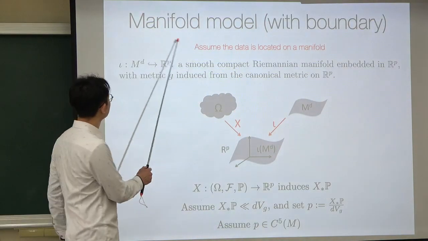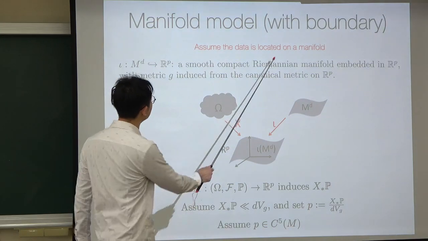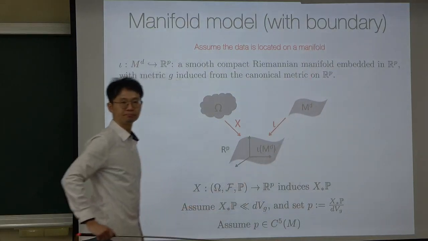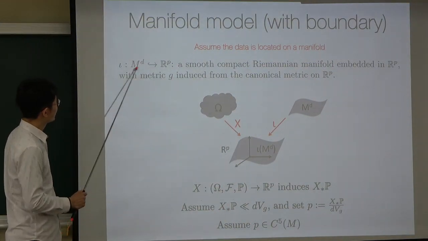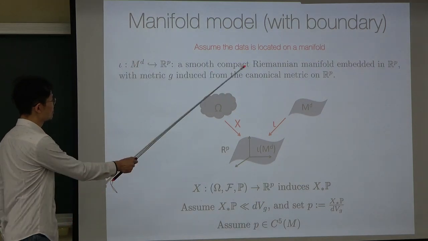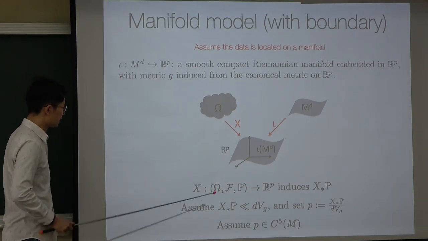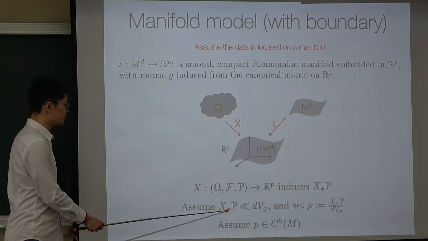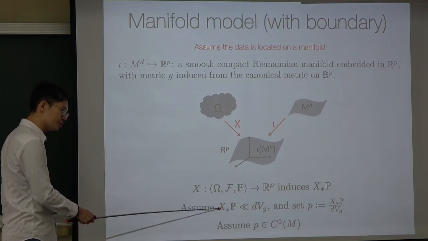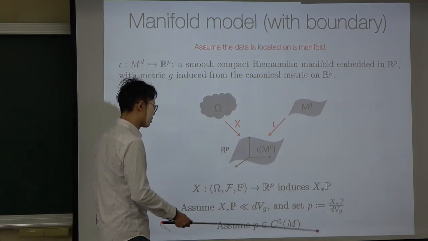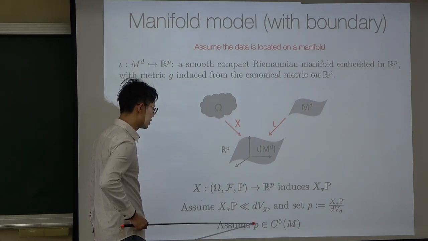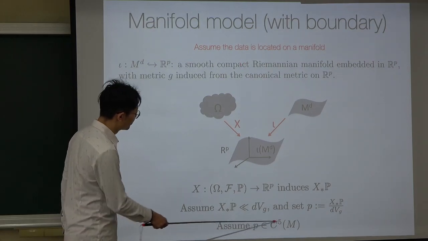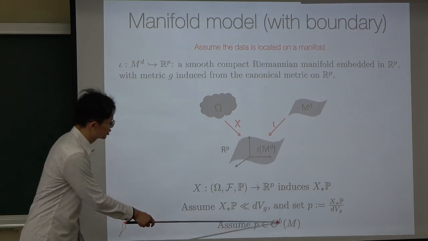So this is the model. But this time, the only difference from the previous lectures is that now we have boundary. All the others are the same. You have a manifold, smooth, compact, and so on, with induced metric. You have a high-dimensional random vector with support on the manifold. The induced measure is absolutely continuous, and you have a sufficiently smooth density function. When we analyze the boundary, the density function regularity can actually be reduced, but we still put C5 here.